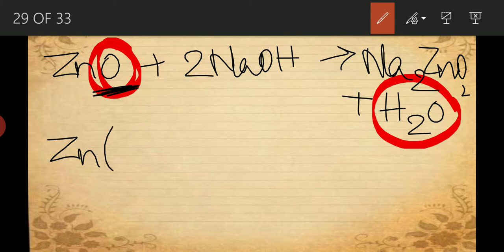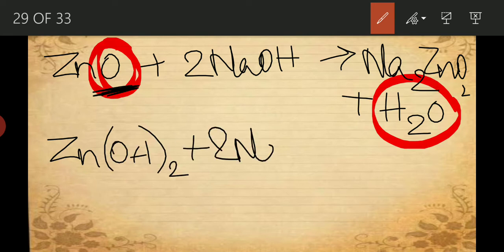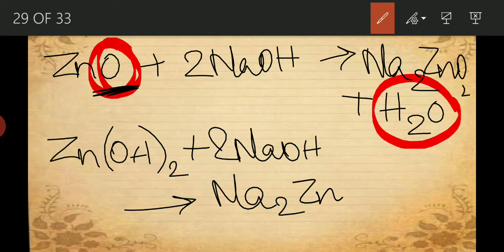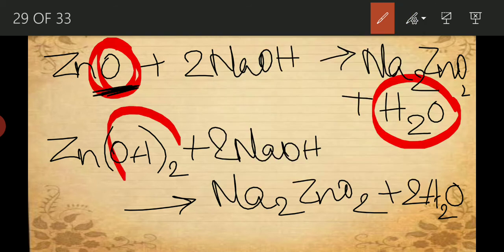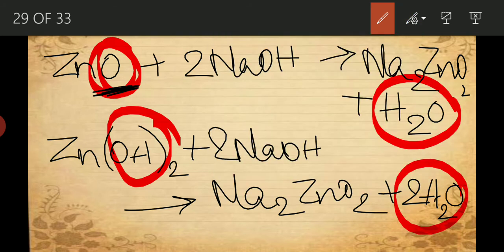And when zinc hydroxide reacts with sodium hydroxide, then it again forms sodium zincate and water. So the products are same. Again, it is forming water. In both the cases, zinc oxide and zinc hydroxide, when reacts with sodium hydroxide, they both are forming water as a product and the same salt, sodium zincate. But the balancing is different.